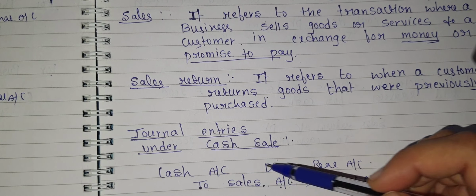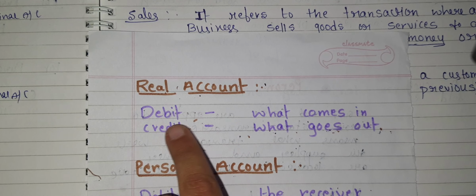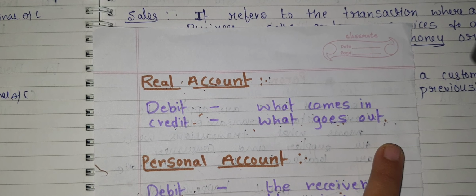See here, cash account falls under real account. And the rule is debit what comes in. When sales happens, cash comes in. What comes in? Cash comes in. So, we need to debit the cash account. And to sales account. To sales account means what?